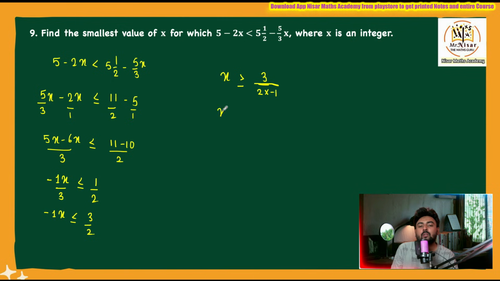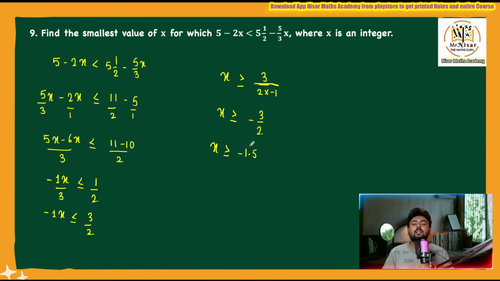If I solve it further, 2 into minus 1 will be minus 2. So you can write in the standard form with the minus sign in the middle. It looks like this. So can I say that x is greater than or equal to minus 1.5? This is the solution. Now where x is an integer, we have to find the smallest value of x. What is given? x is greater than or equal to minus 1.5.